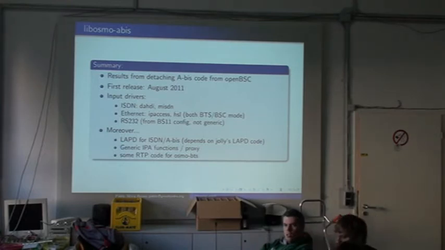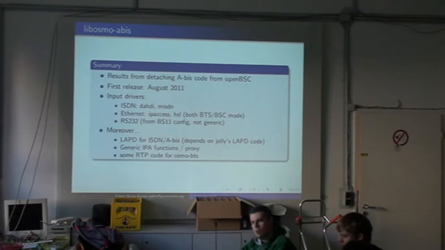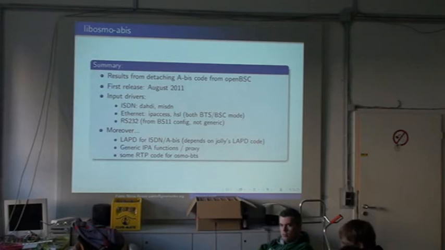so basically the libosmo-abis library results from the Dutchie and the abis result from OpenBSD. It was first released in this last August. And basically that library contains input drivers like the ISDN cards that we support, that are the DAHDI card and the mISDN card. Also the Ethernet based infrastructure for IP access and the HSL femto. The code was generalized to support both BTS and BSC mode, thinking on OsmoBTS.